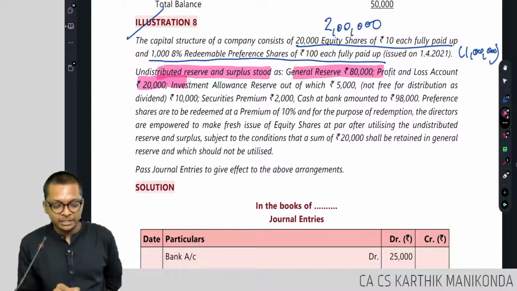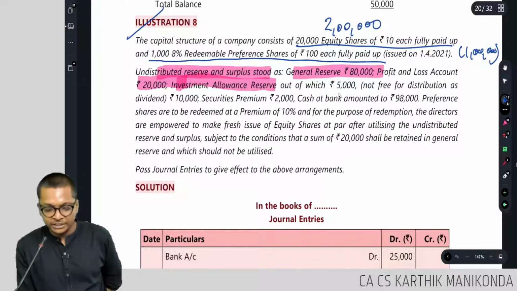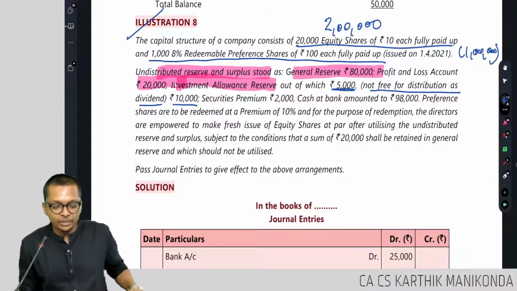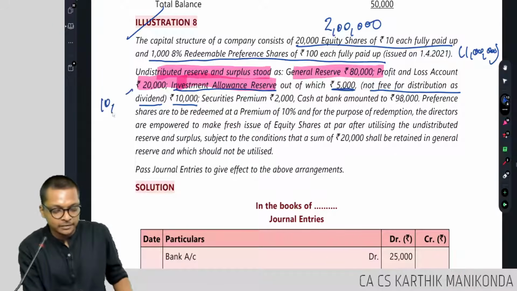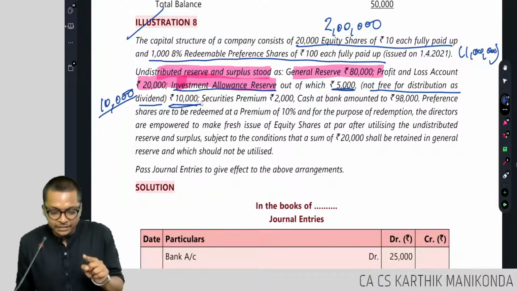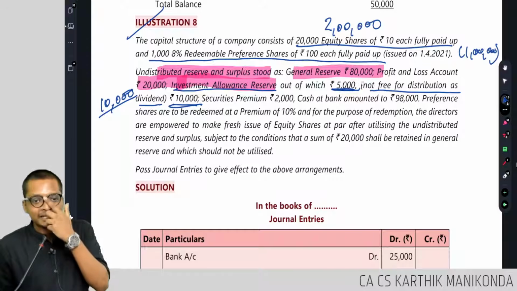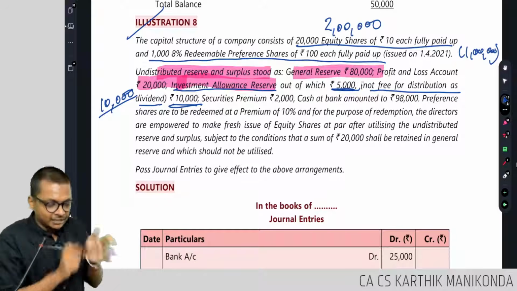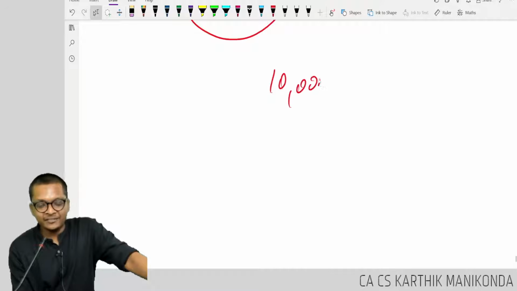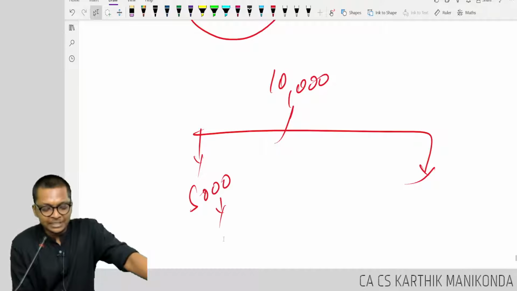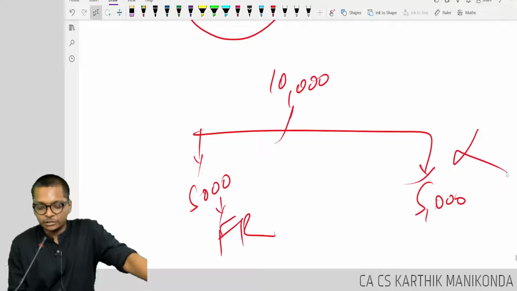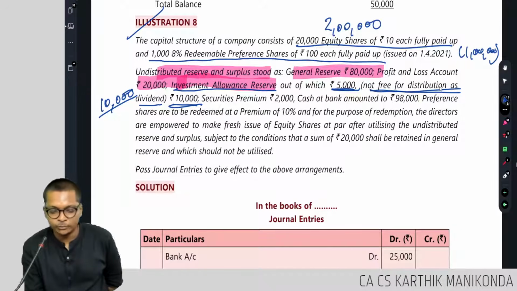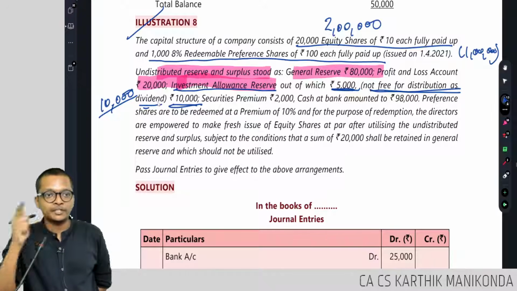P&L is 20,000. They are talking about something called investment allowance reserve, out of which 5,000 not free for distribution as dividend. Total is 10,000. That means it's some new reserve, investment allowance reserve. What is the balance in this reserve? 10,000. In that 10,000, 5,000 is not free for distribution of dividend. That means how much is free? 5,000. That means he's trying to communicate, out of the 10,000 reserve, I will split it into two. The investment reserve has two parts. 5,000 you consider as free reserve, other 5,000 is not a free reserve. Understood that? That is enough. Rishi, understanding that? Because he is saying not free for distribution as dividend is 5,000, the other 5,000 is free for distribution as dividend.